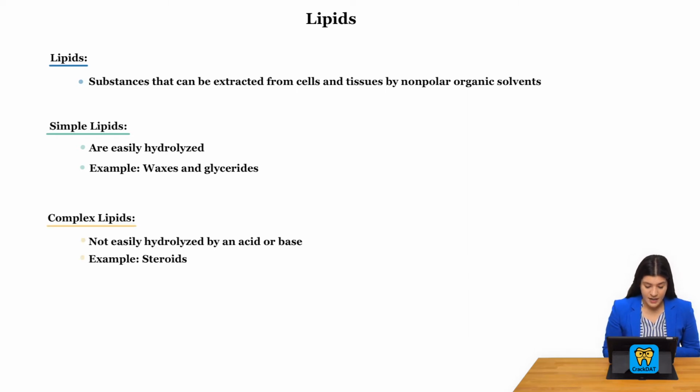So another type of lipid is a complex lipid. These are not easily hydrolyzed by an acid or a base. And an example of this is a steroid.